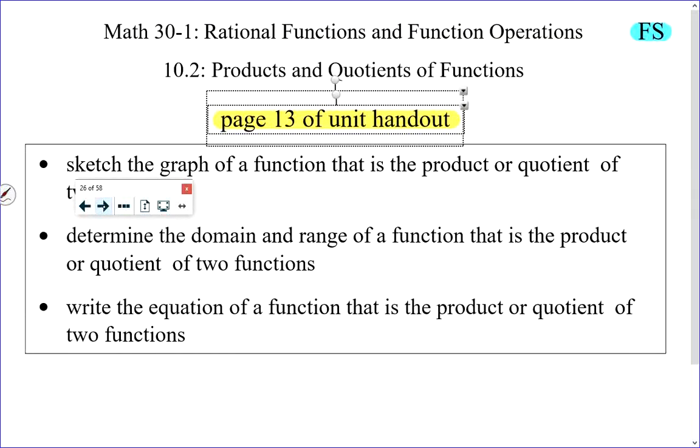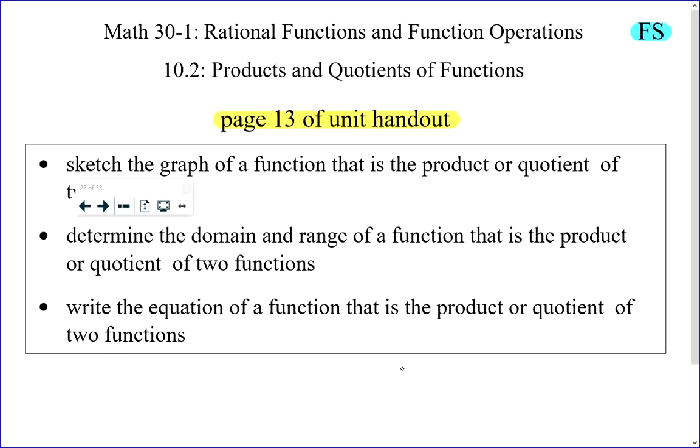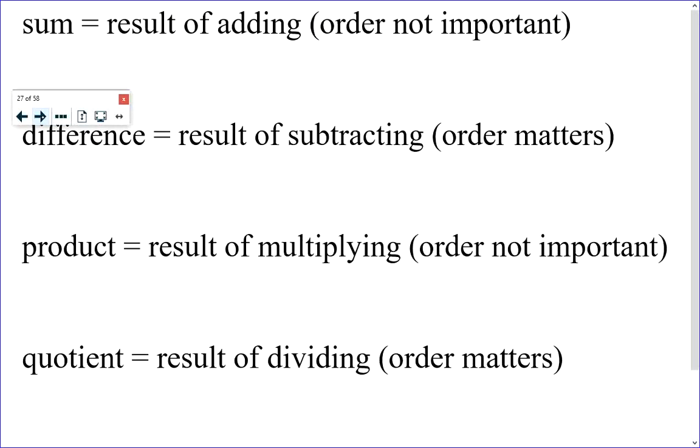So on page 13 of your unit handout, what are we going to be doing today? We're going to be sketching the graph of a function that is either the product or the quotient of 2 functions. We're going to be determining the domain and range of a product or a quotient of 2 functions and writing the equations for functions that are products or quotients. In other words, everything we did yesterday dealing with sums and differences, we're going to repeat today with products and quotients. To begin with, though, I want to talk about these 4 words.